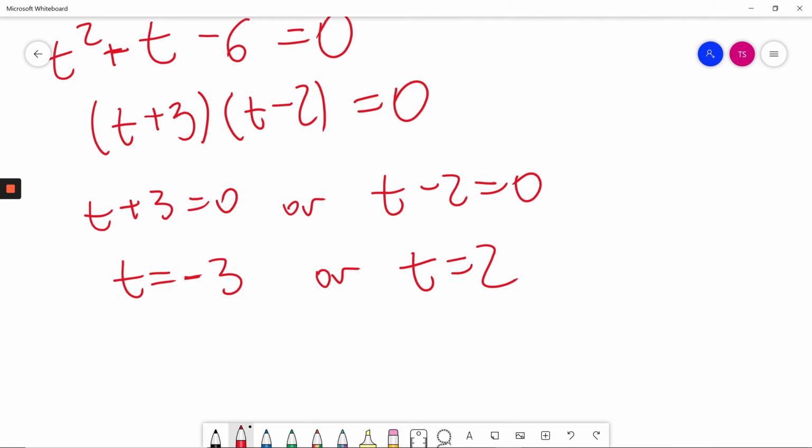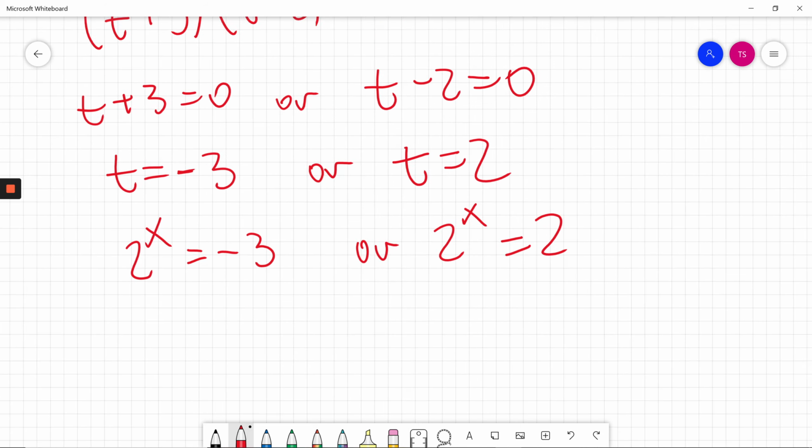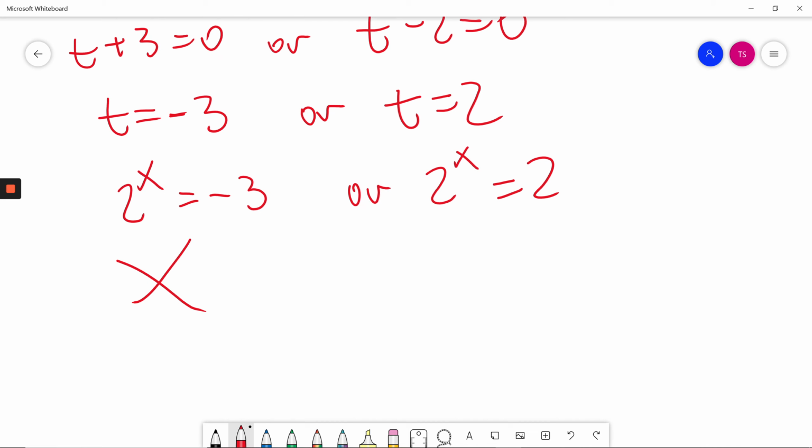So t was 2 to power of x. 2 to power of x is equal to negative 3, or 2 to power of x is just 2. This cannot happen. 2 to power of x is always positive. It cannot be equal to negative 3, and here 2 is just 2 to power of 1, so x is equal to 1.